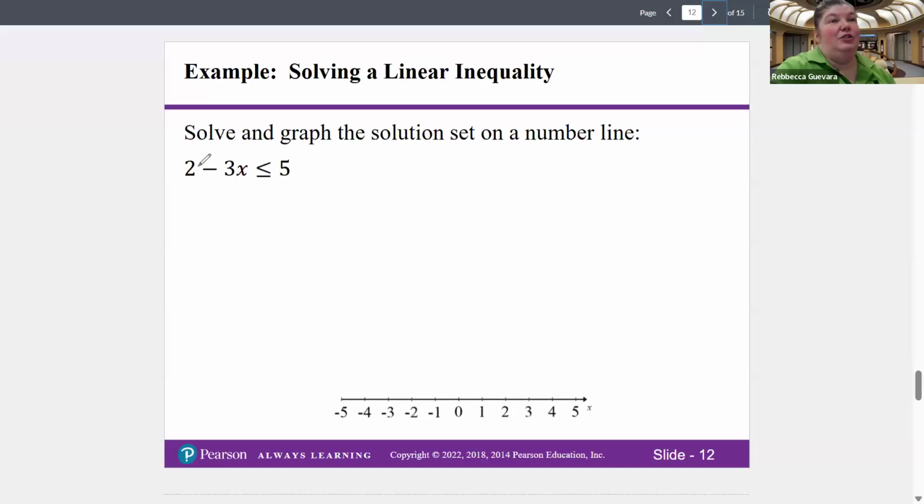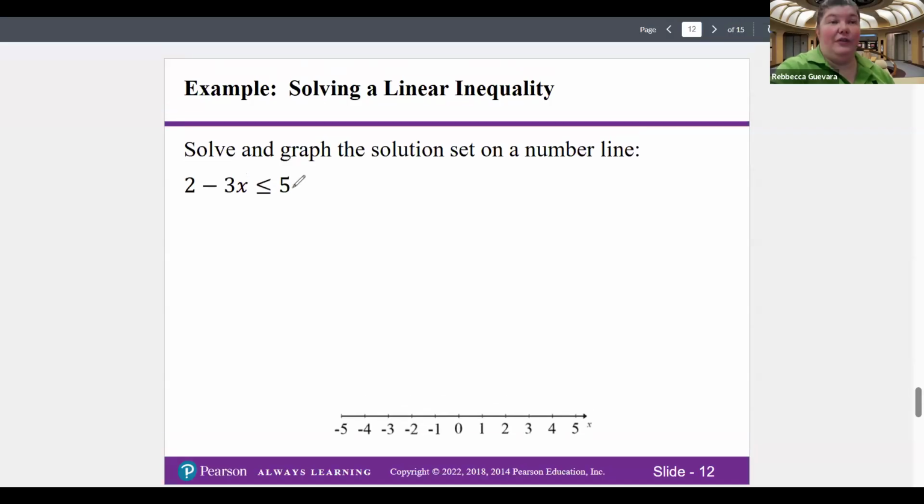So if we had 2 minus 3x is less than or equal to 5, we want to solve this. This is a linear inequality as long as we have an x. So what we want to do is treat it just like we would any other equality. We would like to isolate the x so we can figure out what it should be. So we can subtract 2 from both sides, and we get -3x is less than or equal to 3.